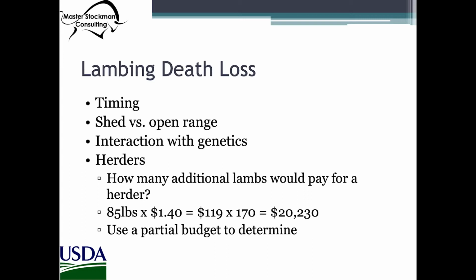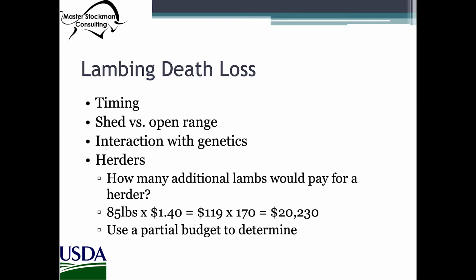So, just a rough set of numbers there. If lambs are 85 pounds and you get $1.40 per pound, that's about $119 per lamb. 170 lambs, that's $20,230. So, in just sort of rough math, without really doing the budget, you would have to save another 170 lambs. If you were running a band of 800 to 1,000, you'd have to save another 170 per that band to pay for an extra herder to help you out during that lambing. So, just a different way to look at that in terms of what we usually think of.